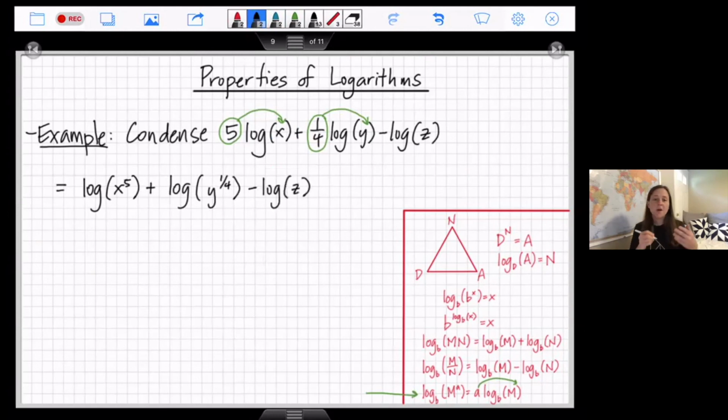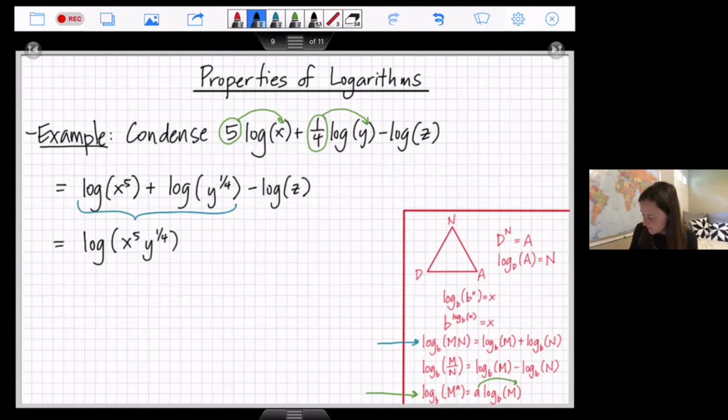Right, so you have one addition and one subtraction. It really doesn't matter which one you mush together first using a property. I'm just going to go left to right. So I've got a log plus another log. That's going to be referring to this first property. On the left-hand side, it says you can mush them together. You just multiply arguments. So we're going to have x to the 5th times y to the 4th. And then this minus log z is just hanging out.